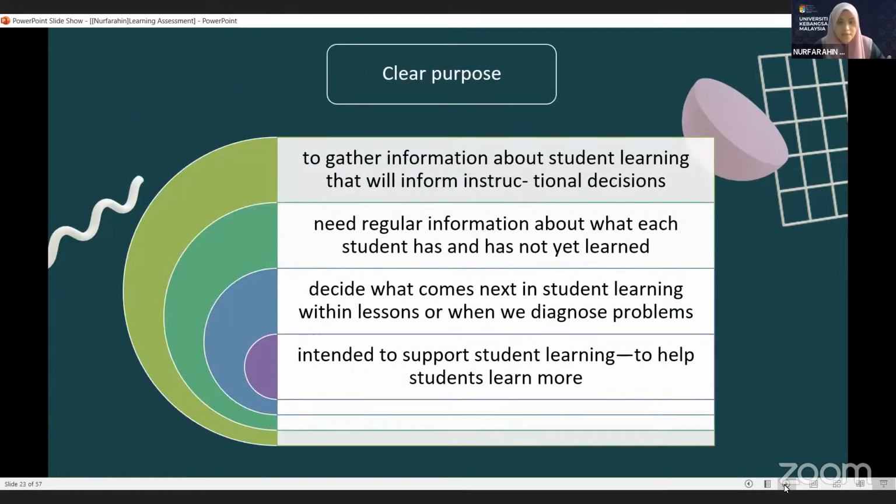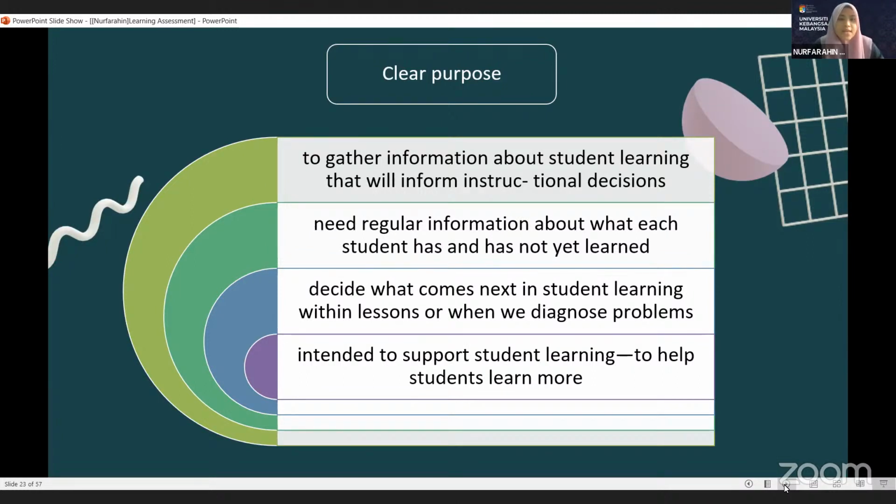So the first one is clear purpose. Every teacher and educator should understand that assessment is to gather information about student learning. So this information will help to inform and guide the teachers on which aspect of instruction they should improve on. An assessment does not stop at gathering information from or about the students. It should also lead to a change in instruction.